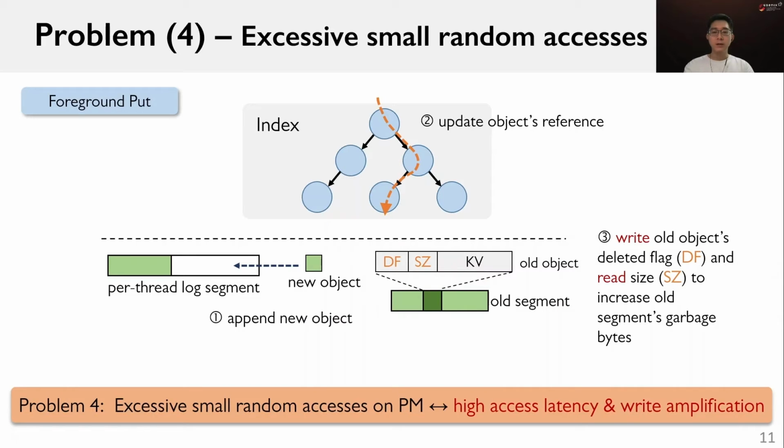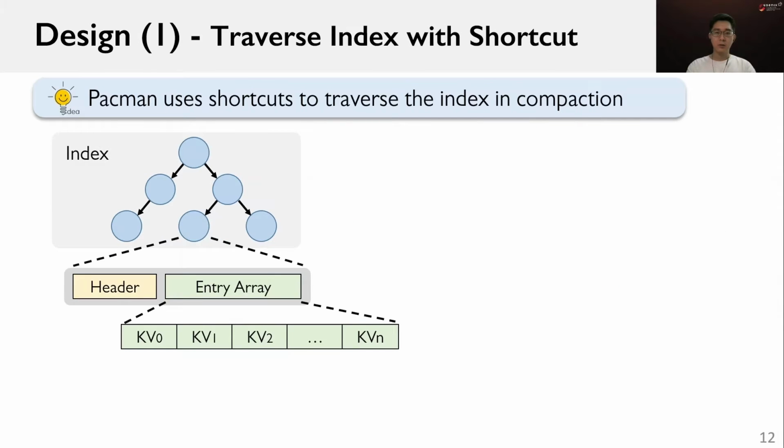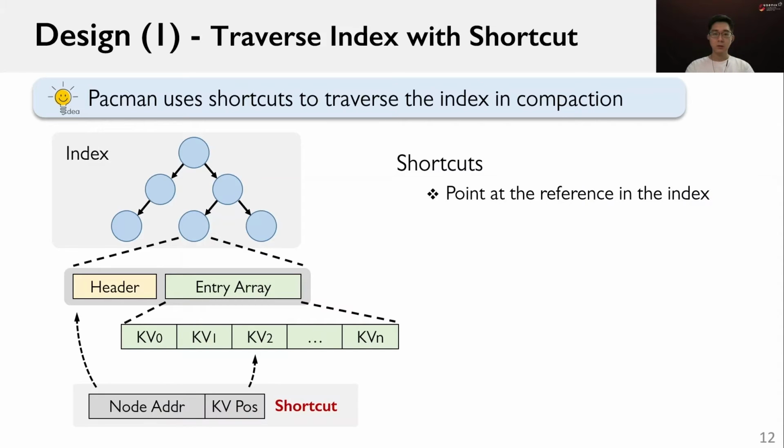However, these small random reads have high access latency, and these small random writes result in write amplification and waste PM's limited bandwidth. To solve these problems, Pacman introduced several techniques. The first design is to use shortcuts to traverse the index in compaction.